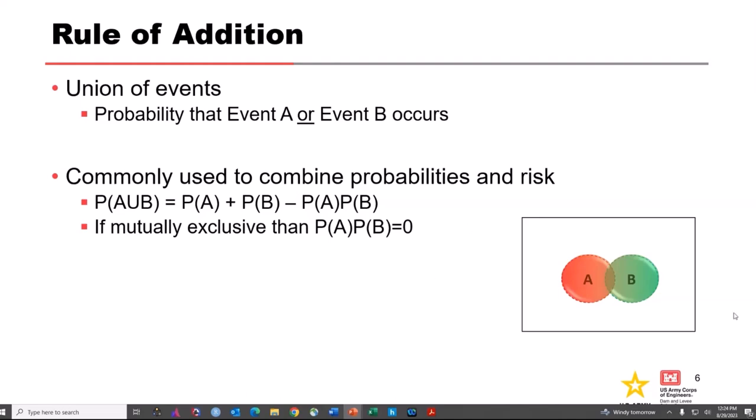Question in the chat here is, is P of A times P of B the intersection? Yes. So you sum the marginals, and then because the intersection gets counted twice, you have to subtract out the intersection. So the last term is the intersection of A and B.